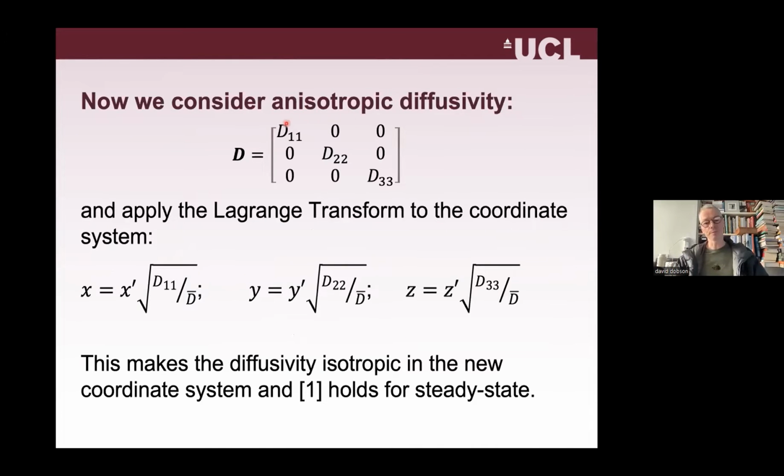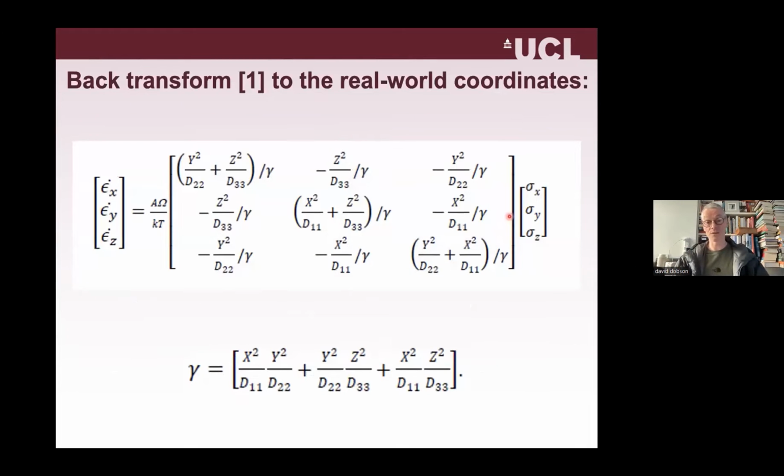For anisotropic diffusivity, this is what we have for anisotropic chemical diffusivity. We have 3 terms in the A, B, and C direction, and we can apply a Lagrange transform to the coordinate system, which is just the transformed coordinate system normalized to the square root of the chemical diffusivity in that direction. Okay, and in this transformed coordinate system, then the diffusivity is isotropic. Okay, and equation 1 then holds. So if equation 1 then holds, we can then transform it back to the real world coordinate system, and this is what we get. So it's very similar, except that now we have this dependence on the diffusivities as well.